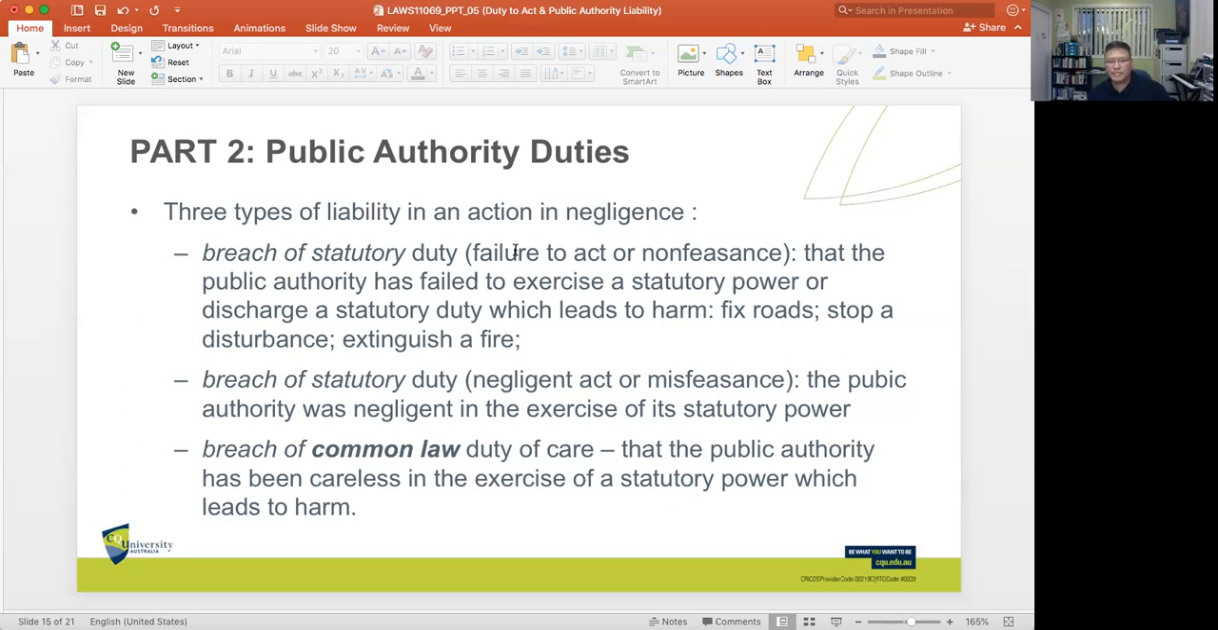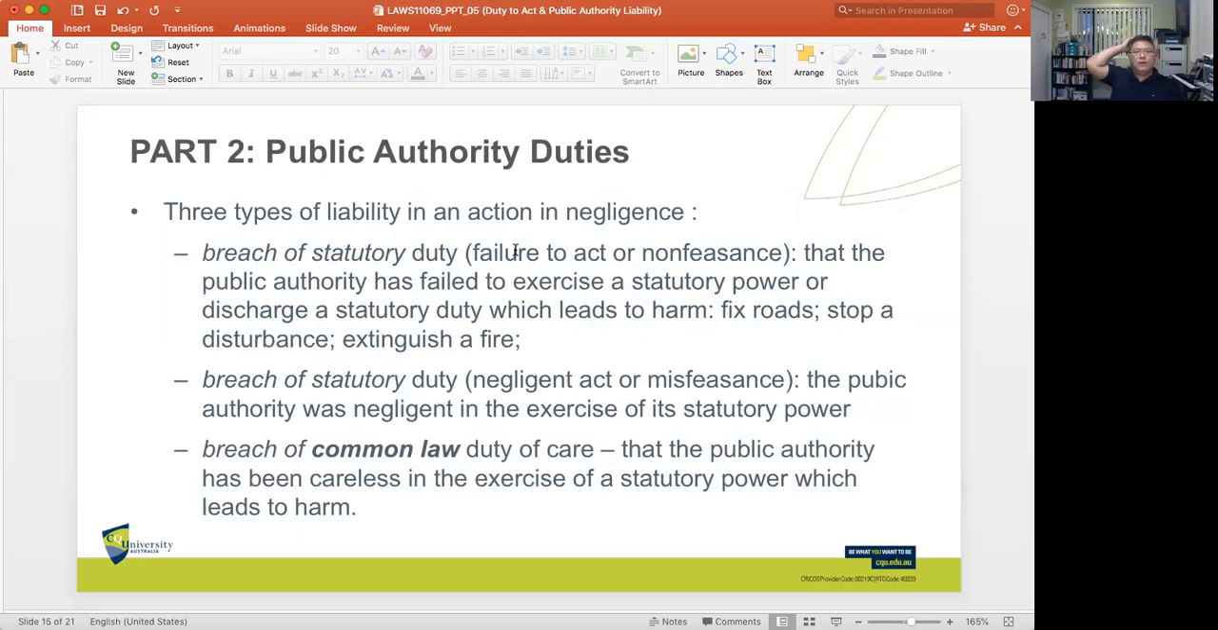Okay, so we will see that the distinction across the three is that one is based on a duty that is founded on statute. The other one is a duty founded on the common law, particularly the common law duty of care.